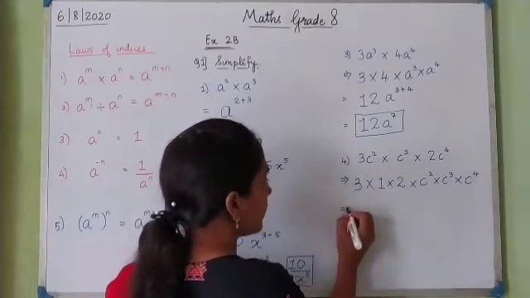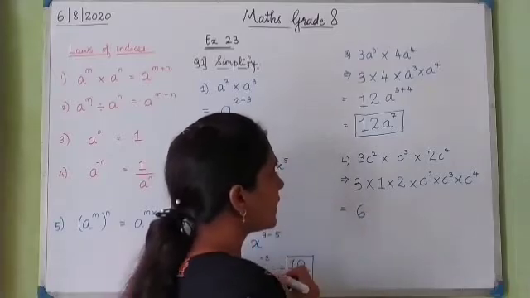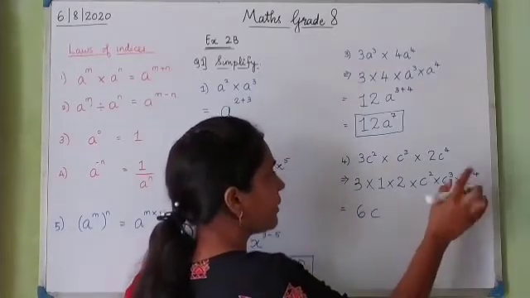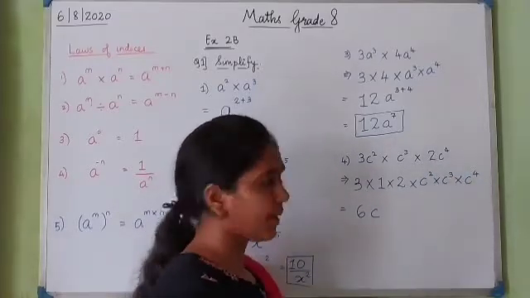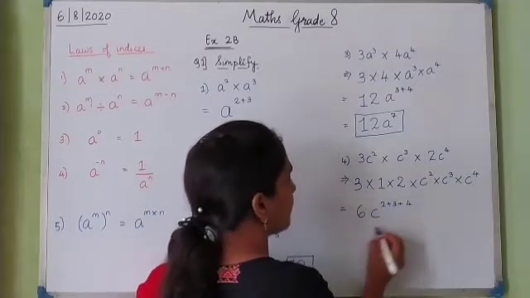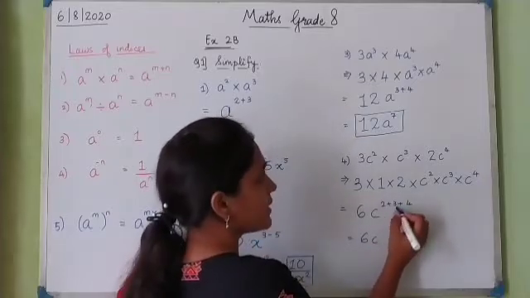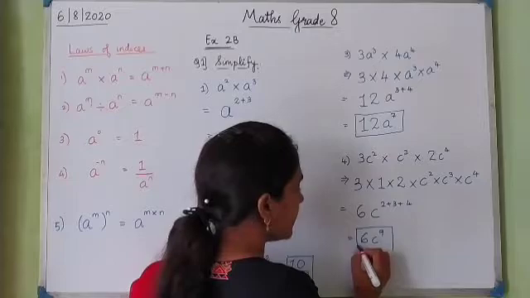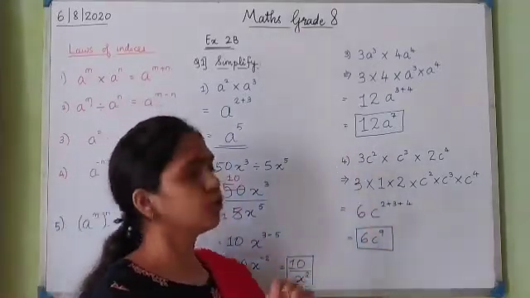Now 3 into 1 is 3, 3 into 2 is 6. So this multiplication gives 6, and for c, the bases are same, powers are different and they are multiplied. So we need to add their powers. So this becomes 2 plus 3 plus 4. So this is now 6 c raised to 2 plus 3 is 5, 5 plus 4 is 9. So this is 6 c raised to 9. This is the answer for the fourth question.